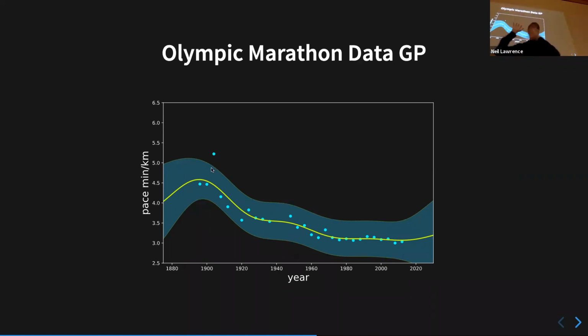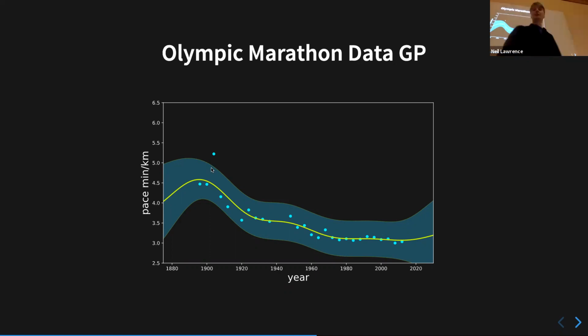I mean, it's a really interesting philosophical question. Is that an outlier, like, should we use a heavy-tailed noise? Or should we view the world as, well, they didn't know how to organize marathons 120 years ago, so overall the process is noisier? Is it fundamentally that there's just broader noise there?